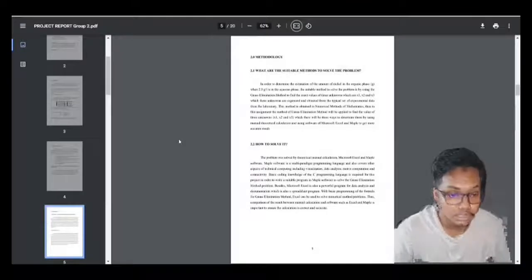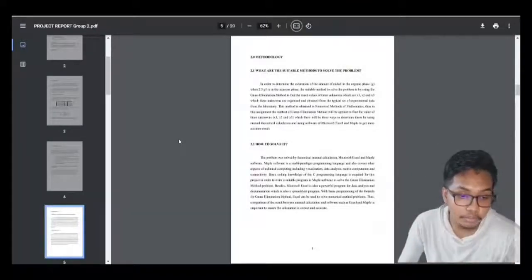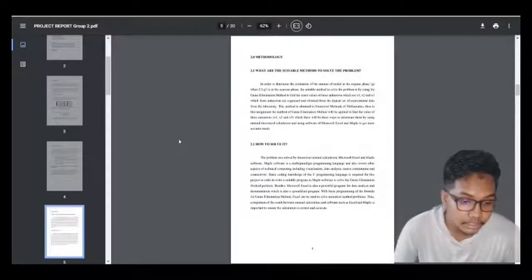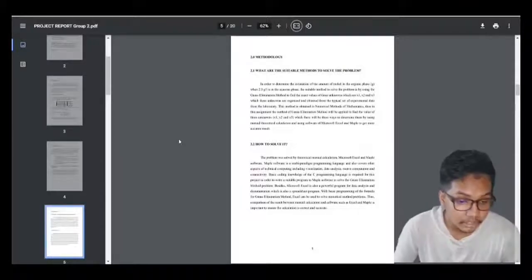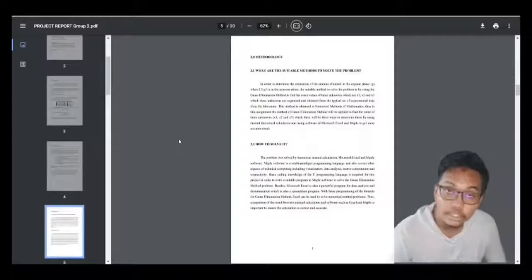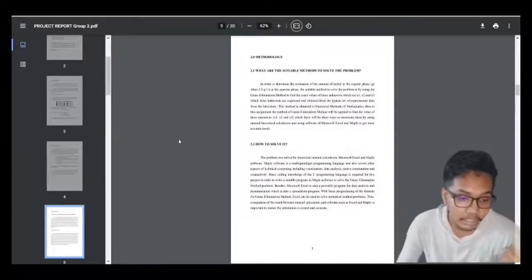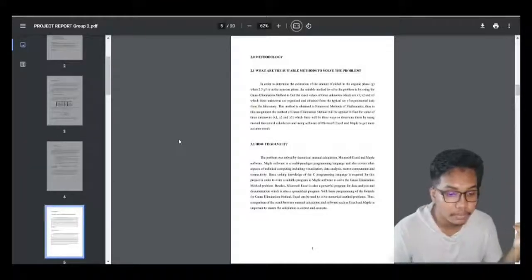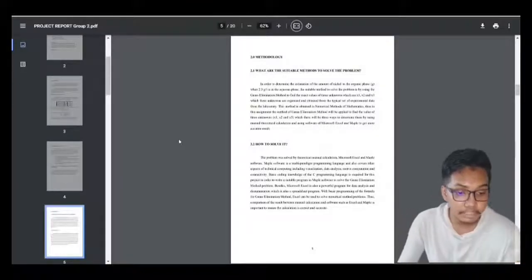For 2.0, which is methodology, and 2.1, what are the suitable methods to solve the problem? In order to estimate the amount of nickel in the organic phase when 2.3 grams per liter is in the aqueous phase, the suitable method is the Gaussian elimination method to find the exact values of three unknowns, S1, S2, and S3, which are organized and obtained from the typical set of experimental data from the laboratory. This method comes from numerical methods of mathematics.